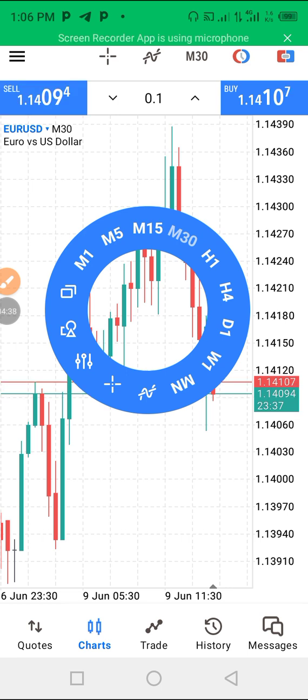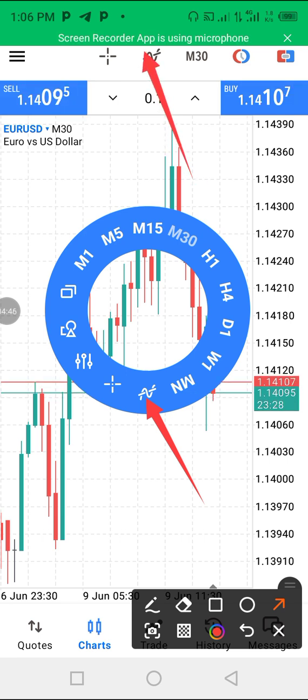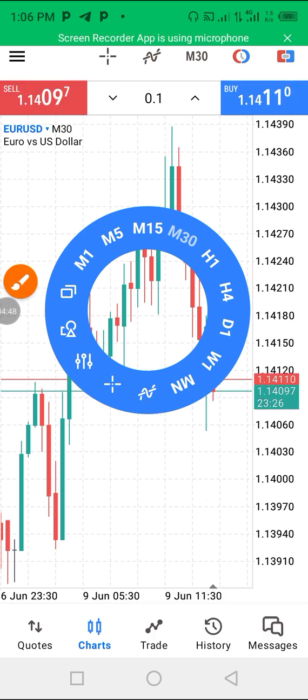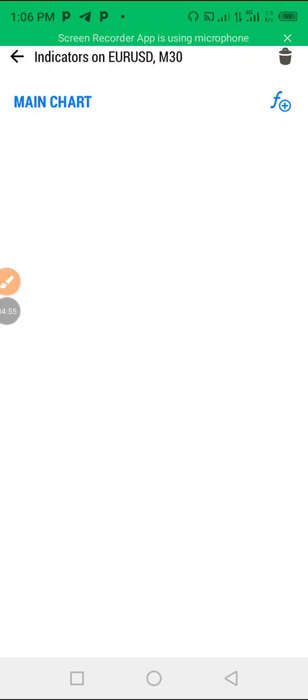Now the F sign, you either get it from tapping here, that's the settings, or you get it from here. Whichever one of the two you tap on, you get your F sign. When you tap on it, it will take you to the settings. Can you see? That's taking me there, but we are not doing that right now.